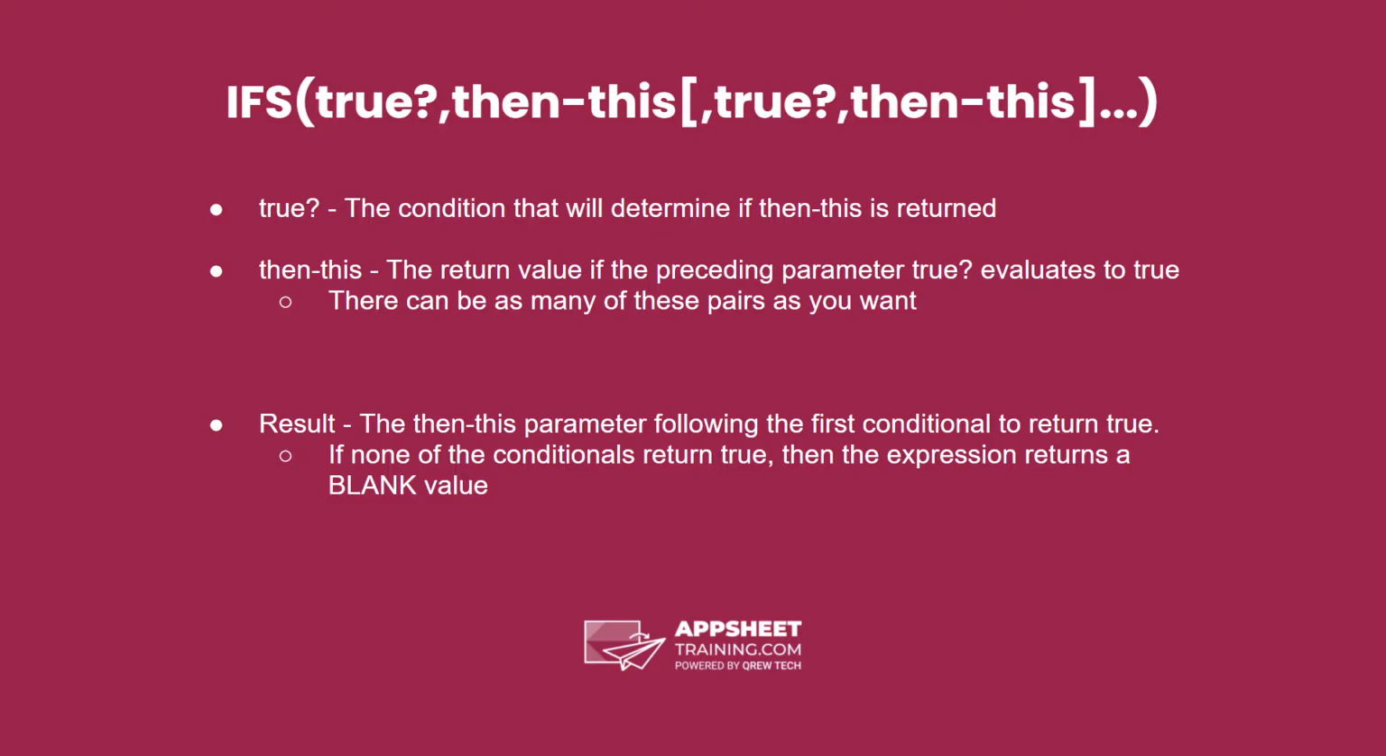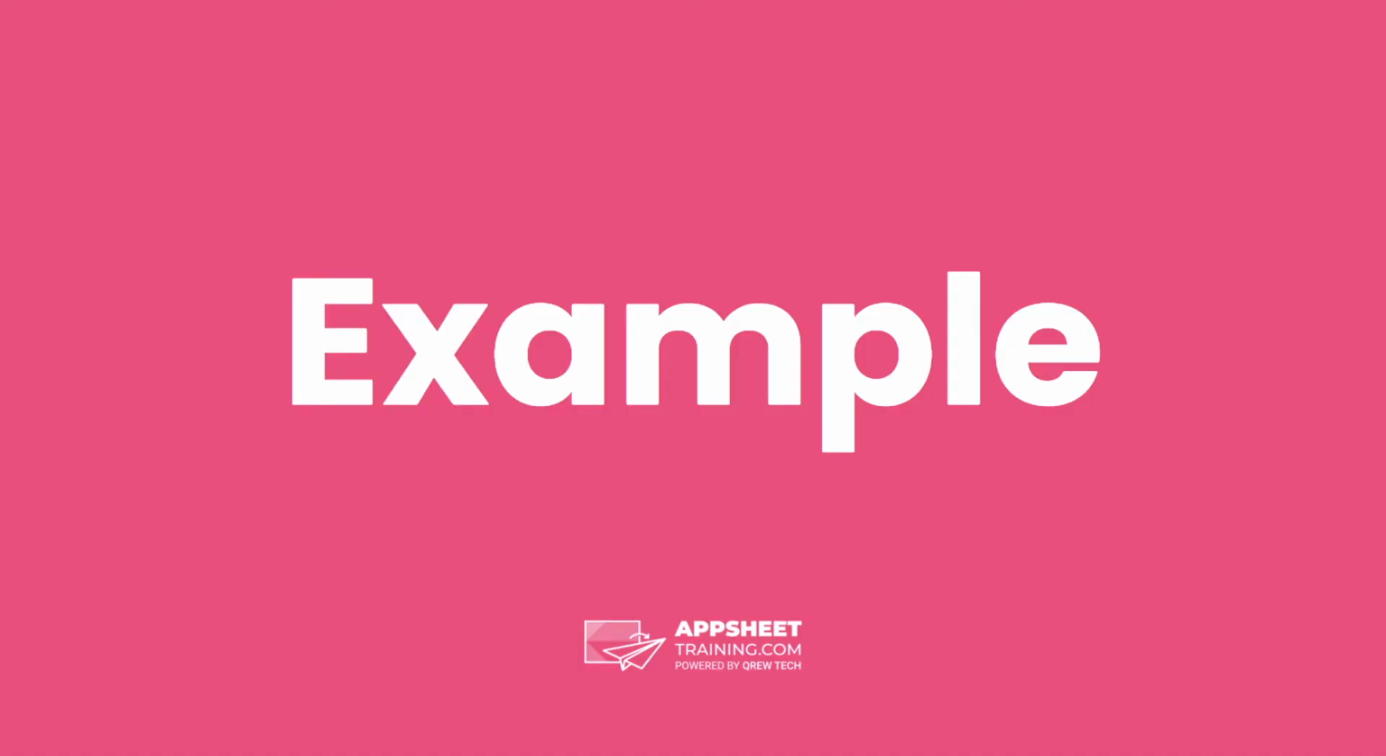The result is the "then this" parameter following the first conditional to return true. If none of the conditionals return true, then the expression returns blank. There is no way, using just the ifs expression, to return a default value. Let's look at an example.